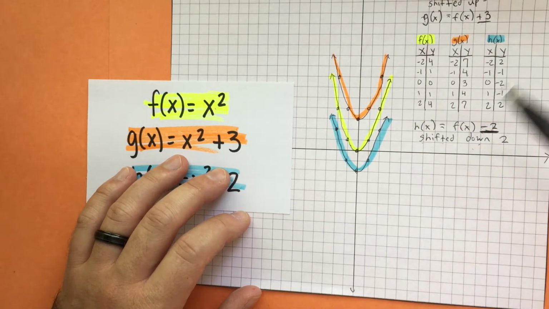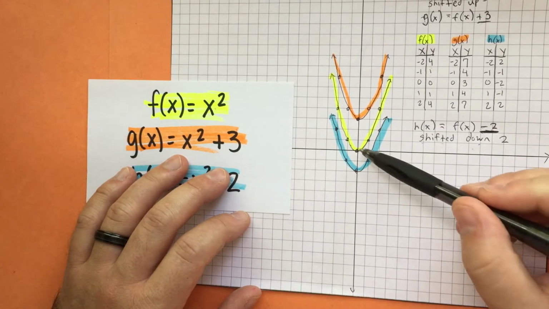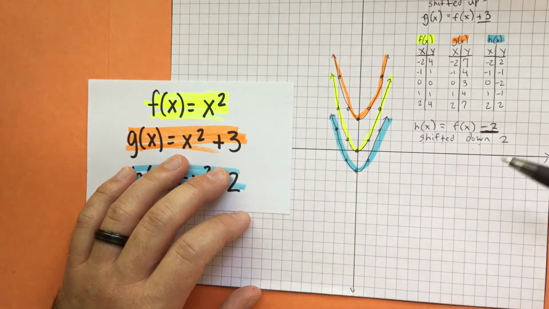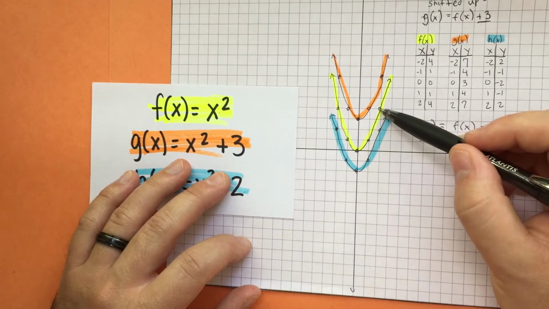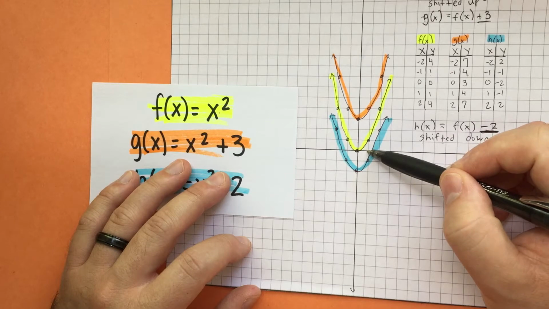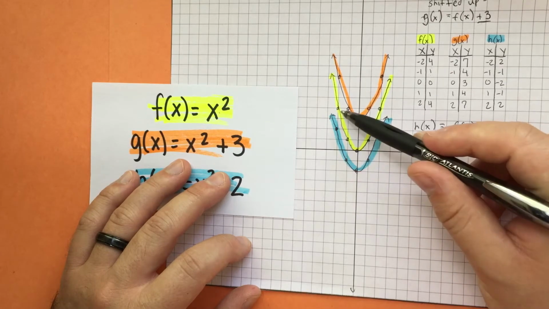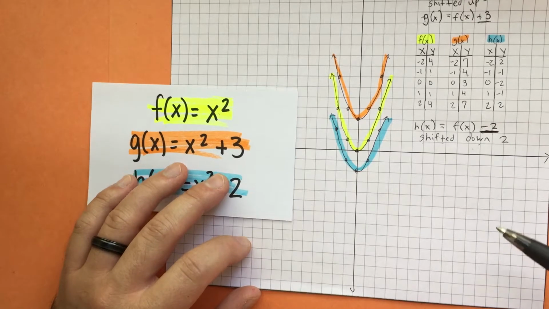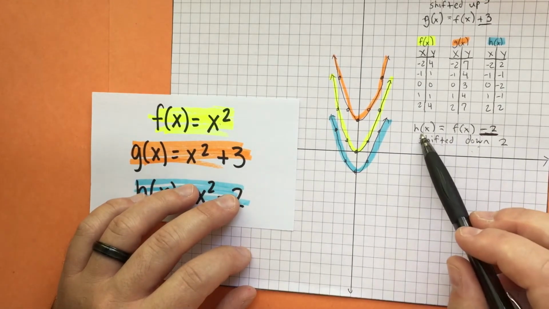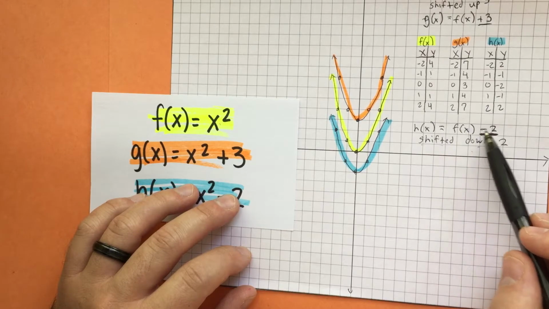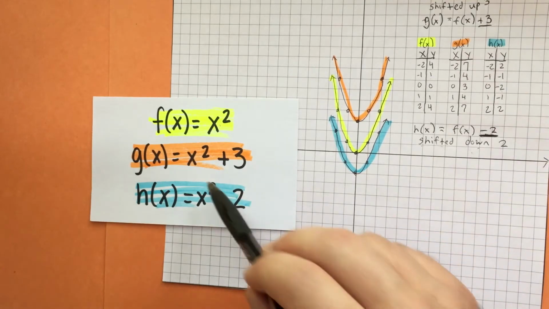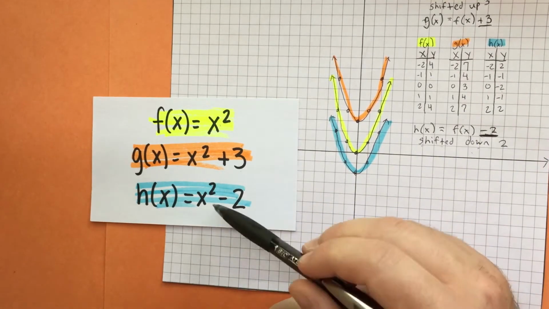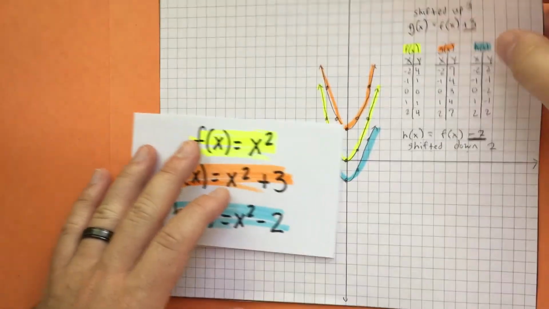Let's look at f of x versus h of x. Well, it looks like it's just shifted downward. But by how much? It has to be shifted down the same amount each time for it to be a translation downward. So let's look. 1, 2, 1, 2. For each point, it's shifted down the same amount. That's why we write it as h of x equals f of x minus 2, to show that it's shifted down 2. We can see this connection here, f of x plus 3 and f of x minus 2, on our equations as well. Let's look at some more.